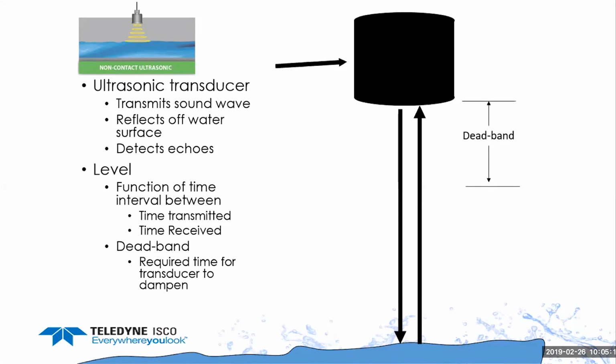Now, all ultrasonic sensors have a deadband because it needs a certain amount of time to transmit, turn around, and then receive the signal, and that's why there's a deadband. You'll find on a lot of sensors the deadband is around 1 foot. However, that can vary depending on manufacturer.